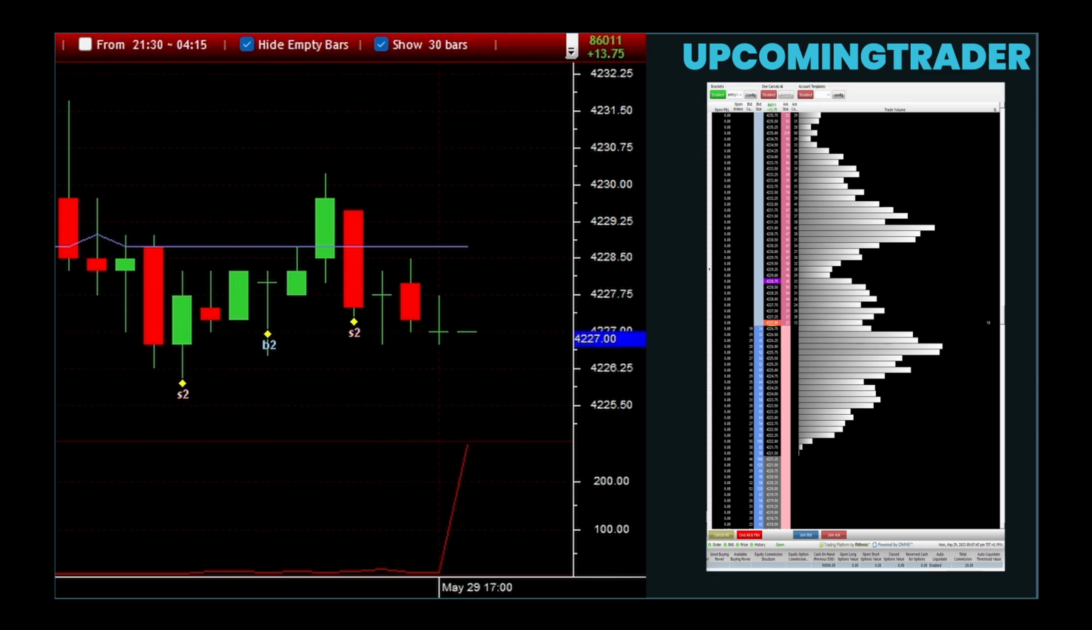The value area is the range where most trading occurred. This area is a big deal for traders.